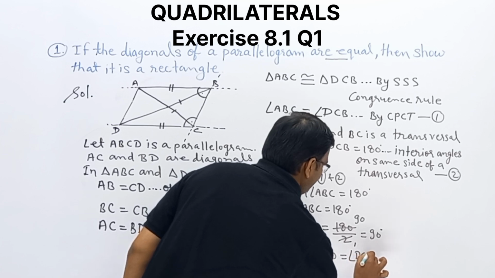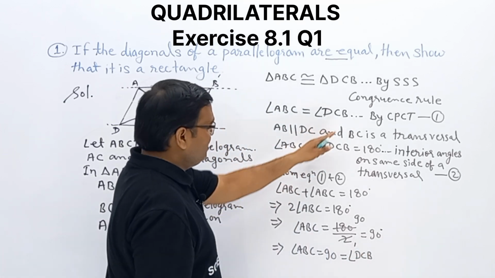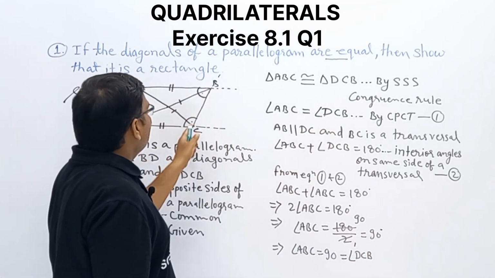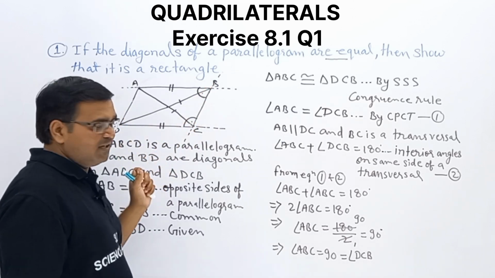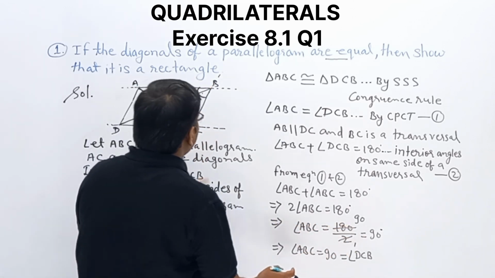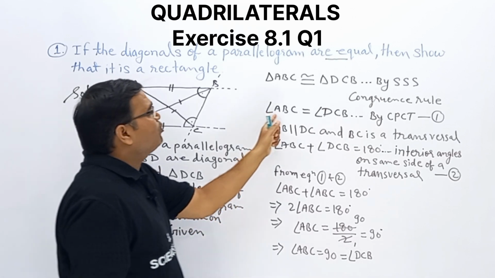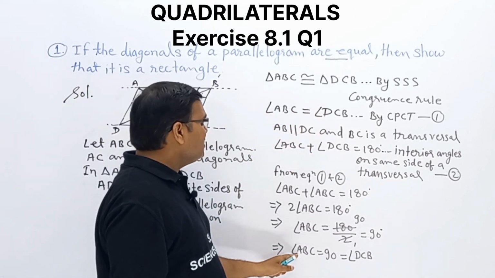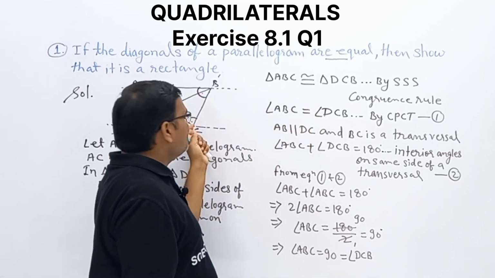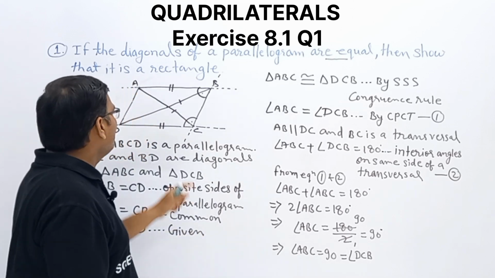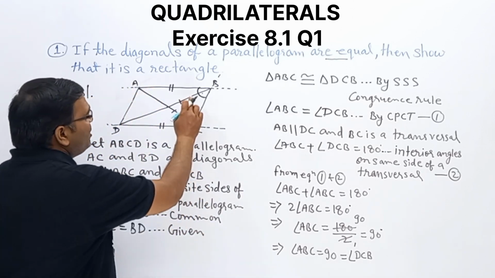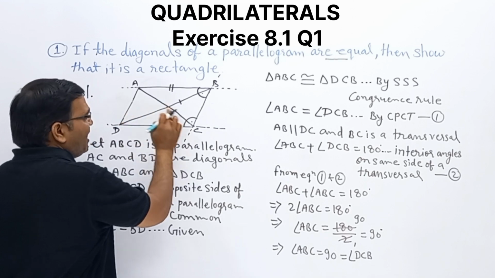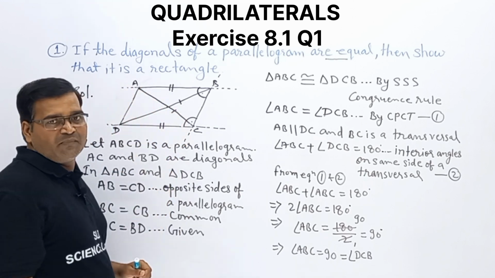Angle DCB. Angle ABC is 90 degrees and angle DCB is also 90 degrees. ABC is 90, it means DCB will be 90. Why? Because both are equal. So angle ABC is 90 and this one is 90. It means automatically the remaining angles will be 90 degrees. Why? Because its opposite angle will be 90 and its opposite angle will be 90.